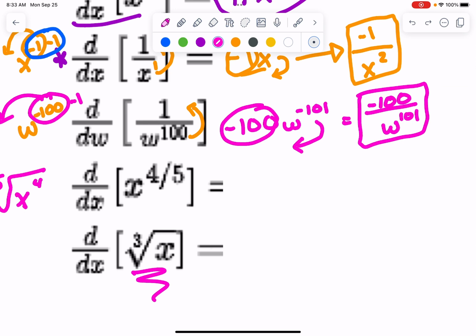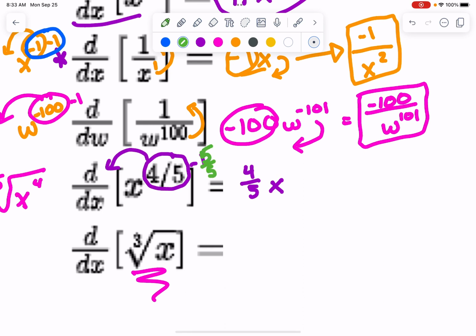Same rules apply. We want to take the 4/5 and move it down in front. So this is 4/5 x, and then I subtract 1 from the exponent. Now 4/5 minus 1. If you find a common denominator, 1 is like 5 over 5. So 4/5 minus 5/5 is negative 1/5. Okay, 4/5 minus 5/5, negative 1/5. Now technically this x is in the numerator, so if you put him up here with the 4, that's technically true.